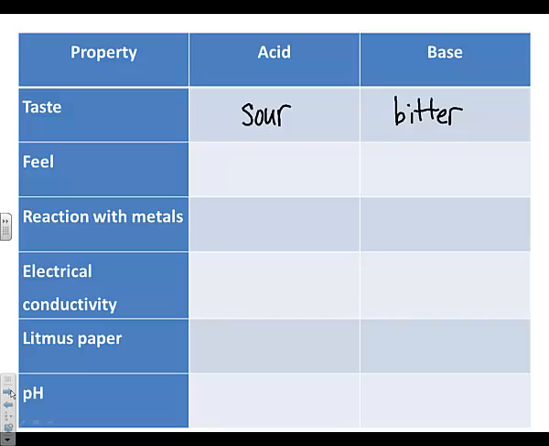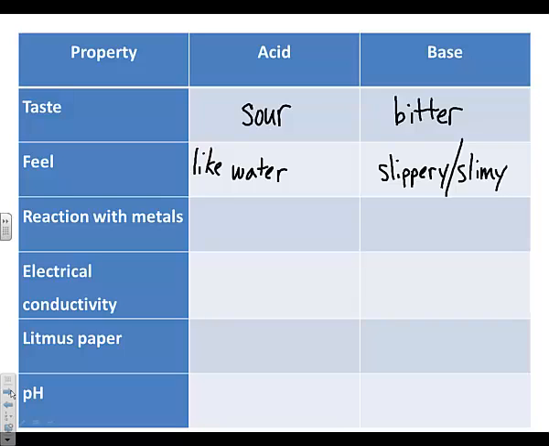So feel, acid, I don't know that acids really have a feel other than they feel a lot like water. Get some of that grapefruit on your hands. Does it feel like a whole lot different than water? But bases, I know we often use bases in like cleaners and stuff, right? Mm-hmm. And kind of slippery. And reaction with metals. Which one of these things are going to react with metals?